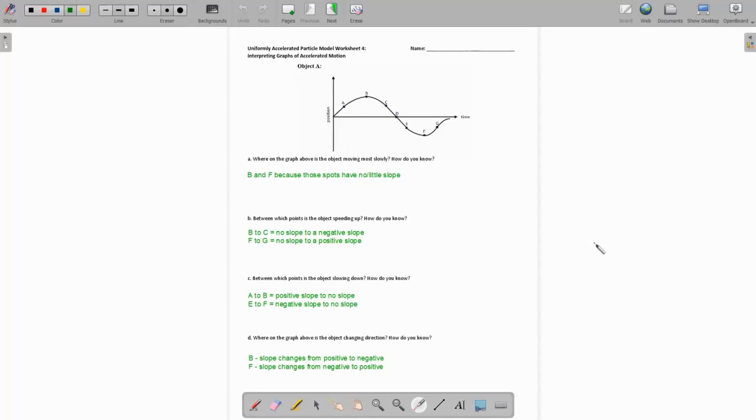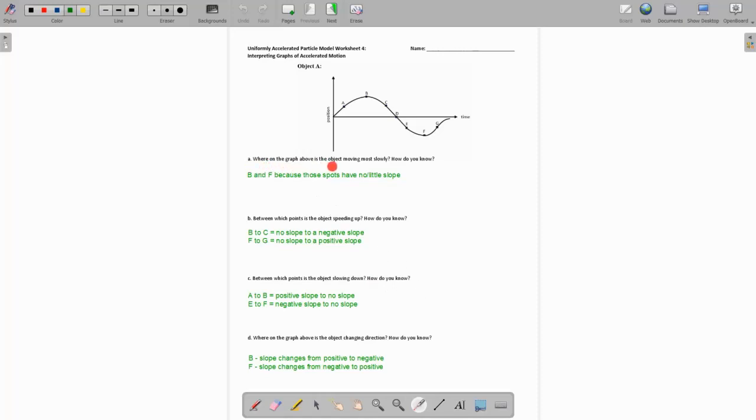Mr. Brengle here, and today we're going to be talking about UAPM Learning Sheet number 4, Constant Acceleration Learning Sheet 4. As you can see here, I've already filled out the answers, so if you haven't started this, I would strongly encourage you to try to answer these on your own really quick, and then come back and watch the video. But let's jump right into it.